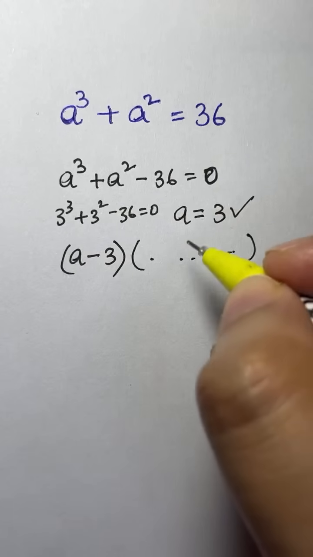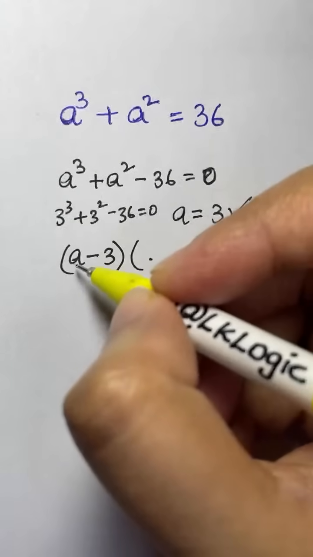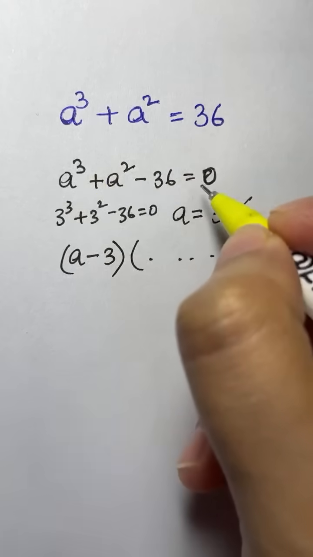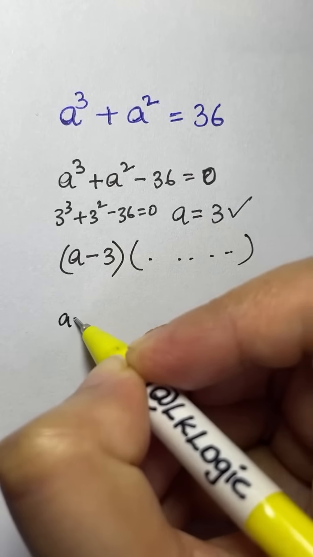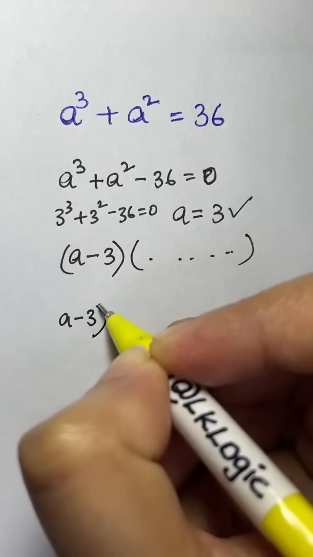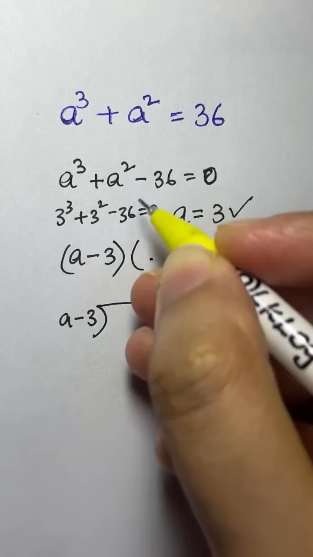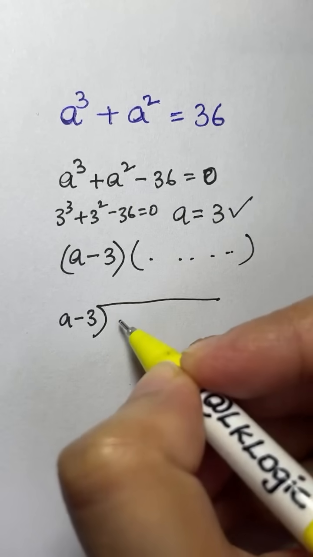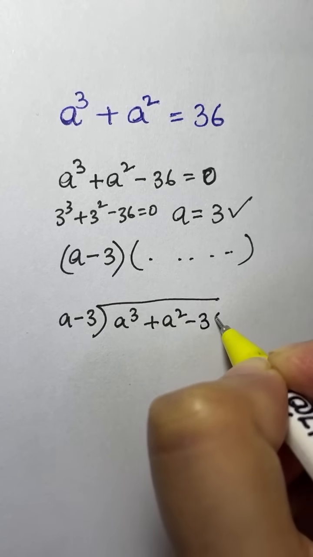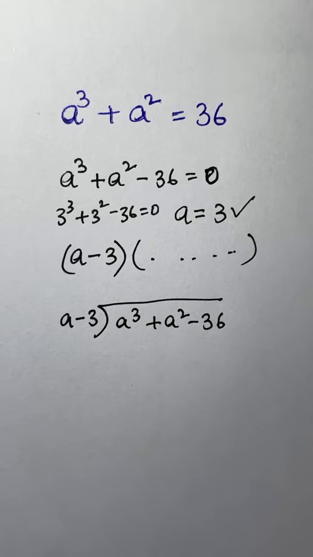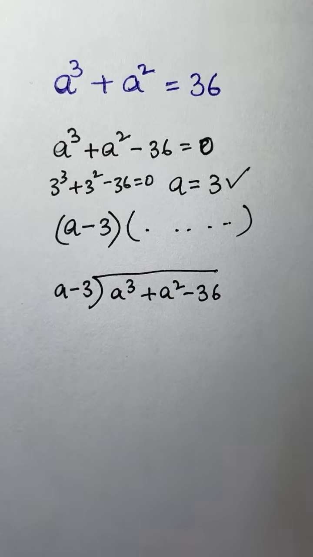That's super easy. So we just divide this equation with this factor. So we have it like this, a minus 3 dividing the equation a cube plus a square minus 36. So how do we divide that? How do we divide algebraic equations? It's simple. It's like the normal division.